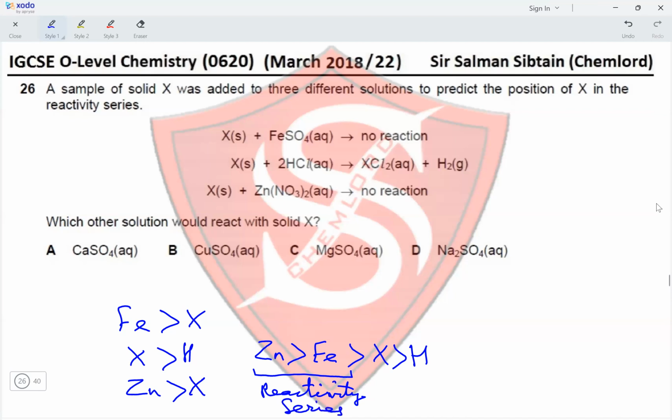Therefore, which would react with X? Calcium sulfate. Calcium is more reactive than zinc. So it cannot be calcium sulfate. Copper. Copper is less reactive than hydrogen. So copper sulfate would react. Magnesium is more reactive than zinc. So magnesium will not react. Sodium is more reactive than zinc. So sodium will also not react. So this makes copper sulfate the only solution that would react with X, making option B the correct option for this question.